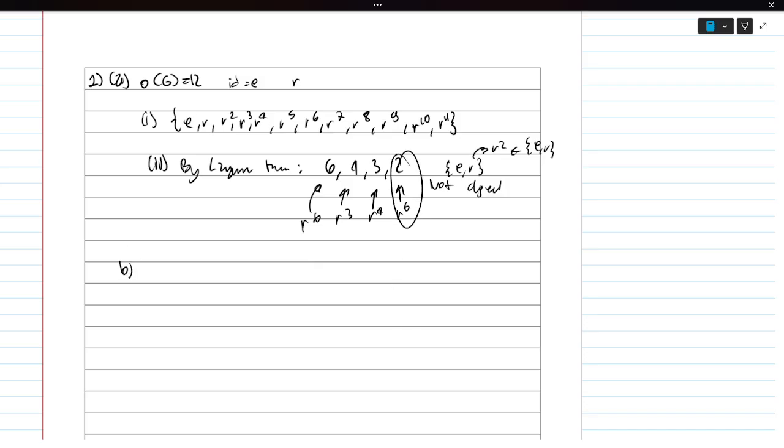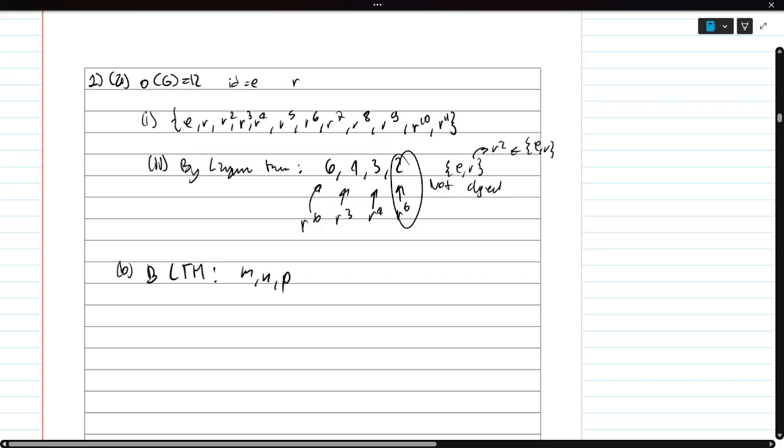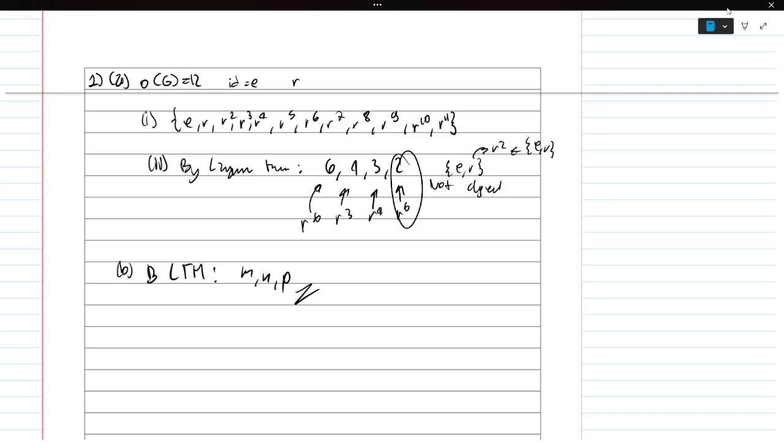Okay, part B. I'm going quite fast now, so I'm happy. A group H has order M times P, where M and P are prime. State the possible orders of proper subgroups of H. By Lagrange's theorem, which states that the order of a subgroup must divide the order of the group, M and P are your possible orders because they are factors of M times P. Let me check quickly the mark scheme on this.